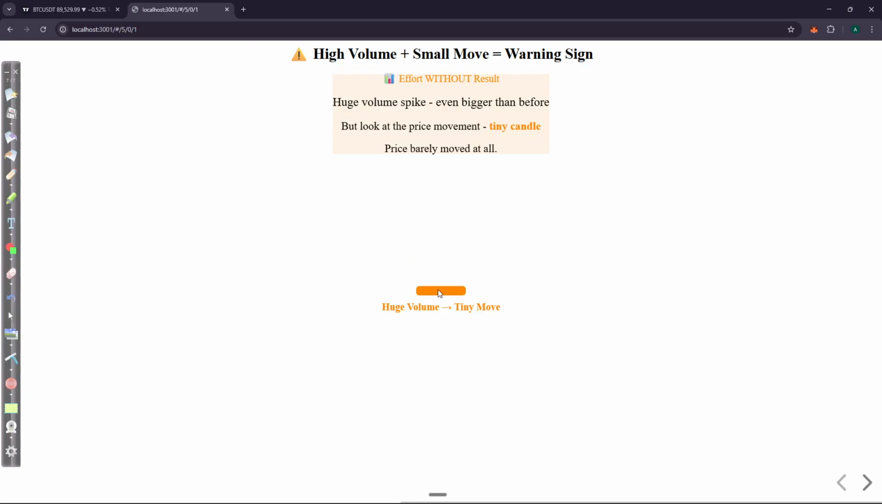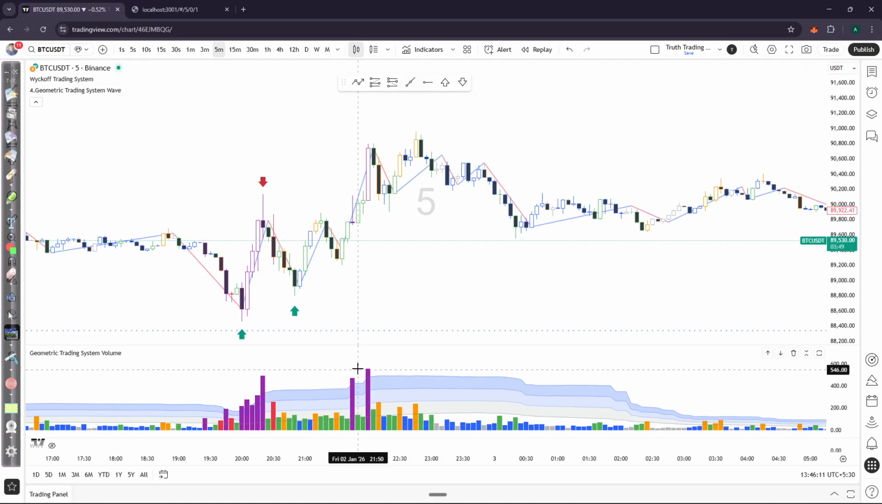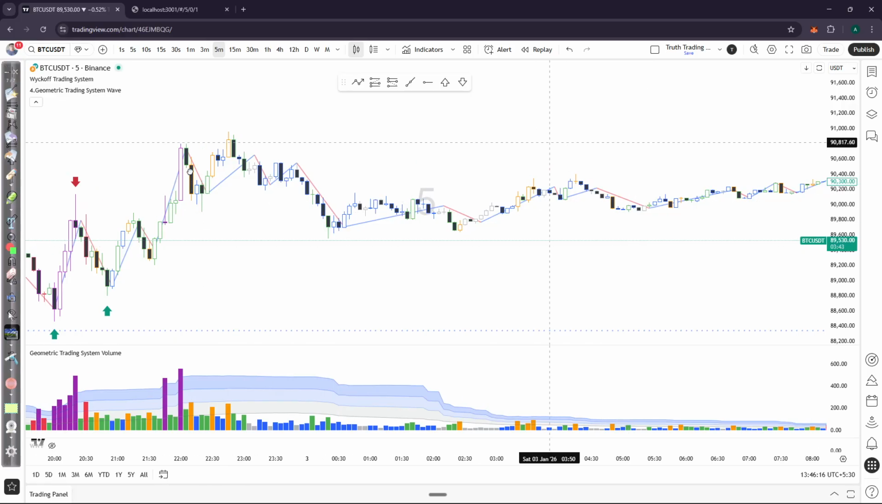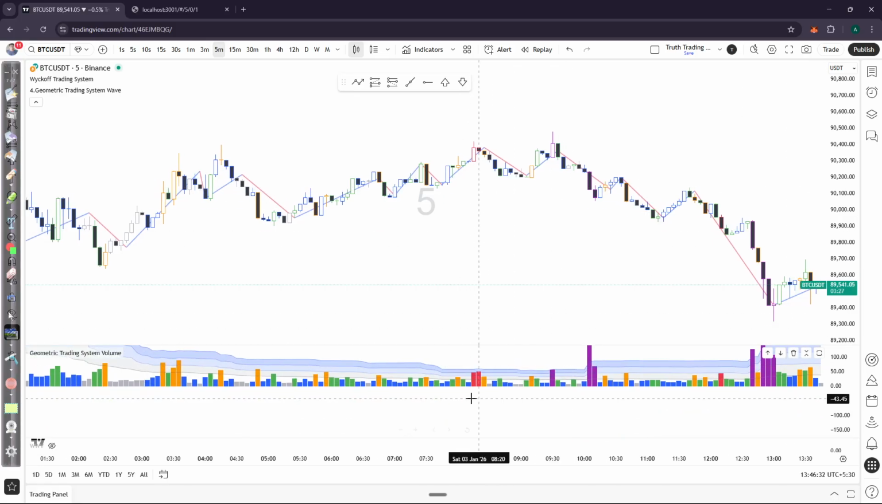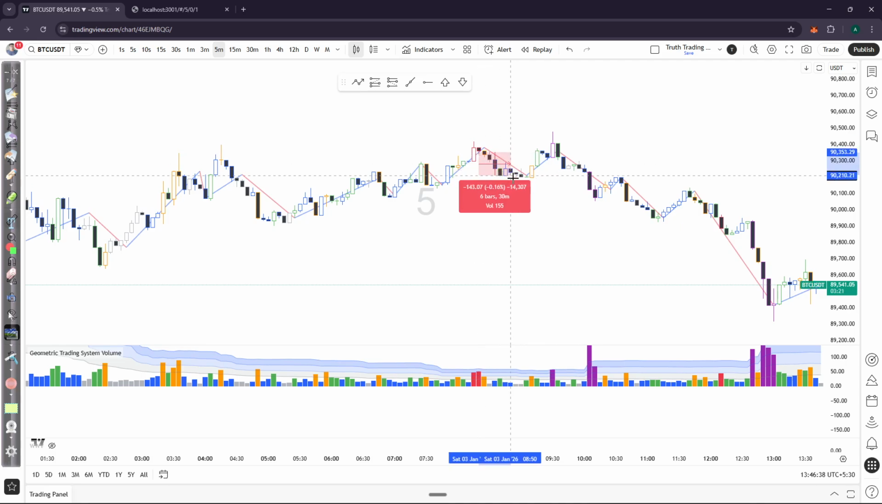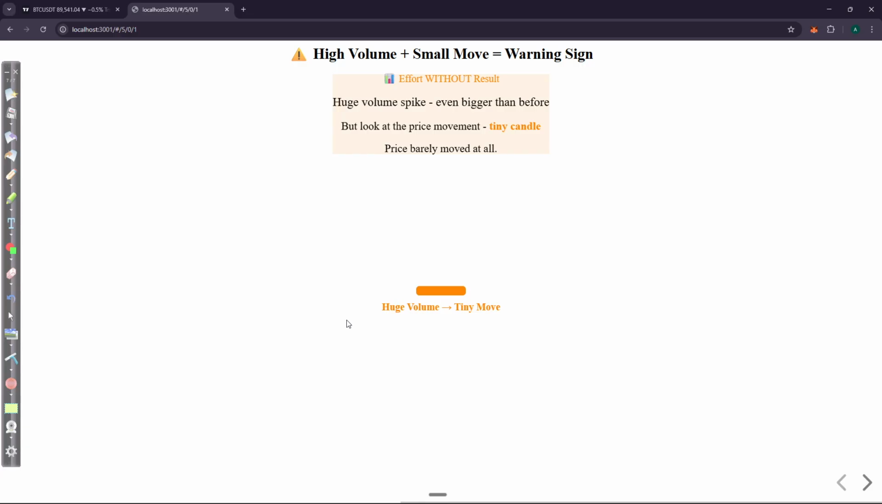Okay, you see very huge volume but a small move. So for instance, if I want to show you that example, you see here, this is big volume, but the candle is very small, right? And then the market reversed, right? You see this big volume there, here, big volume, but the candle was very small. Okay, that's a reversal. So there's definitely absorption happening there, and it shows there is more effort but no result.